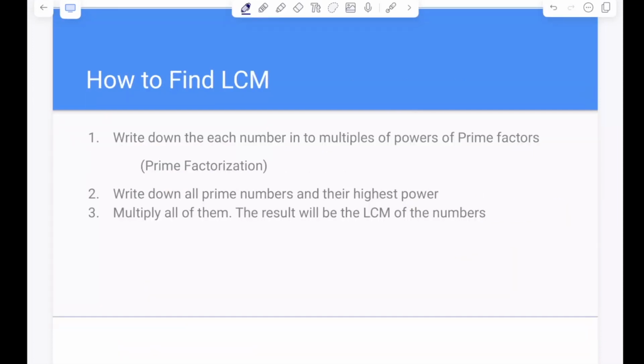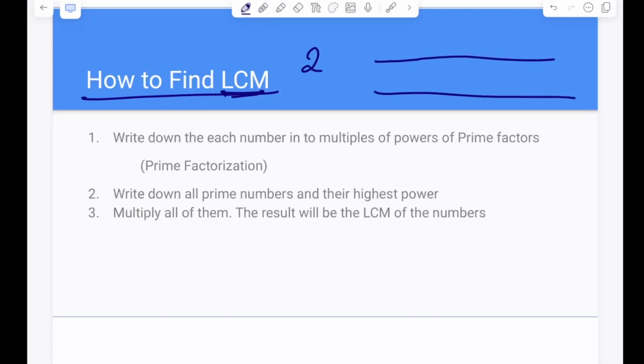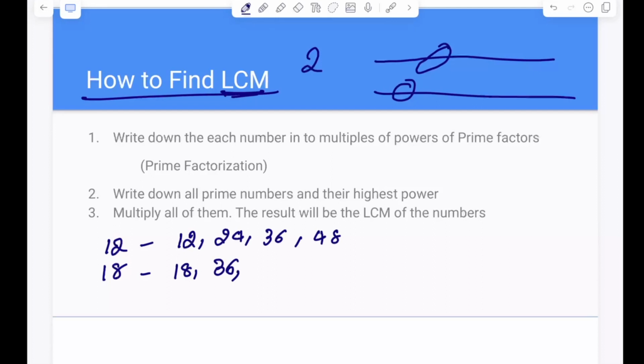Now let us learn how to find LCM. What is the full form of LCM? Least common multiple. Say you have two numbers. First write down all the multiples for each number. Identify the first common multiple, that will be your LCM. Let us take one example, 12, 18. So 12 multiples are 12, 24, 36, 48 and so on. 18 multiples, 18, 36, 54. So here 36 is common to each other and this is the least one.